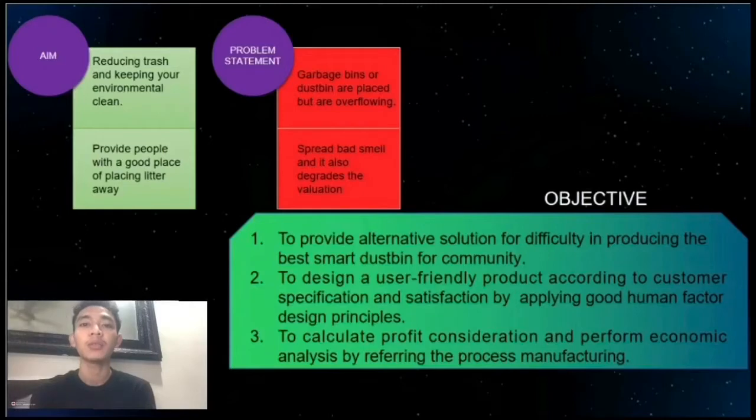Second one is to design a user-friendly product according to customer specification and satisfaction by applying good human factor design principles. The last one is to calculate profit consideration and perform economic analysis by referring to the process manufacturing.